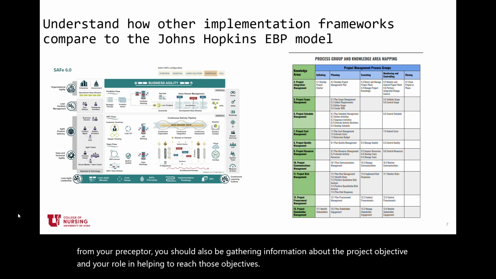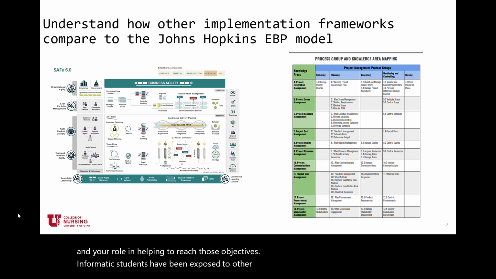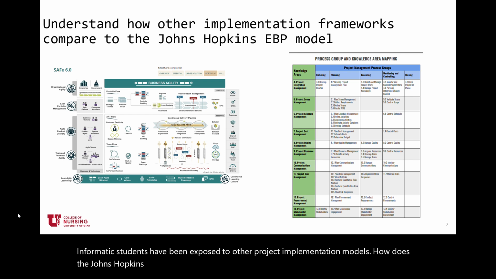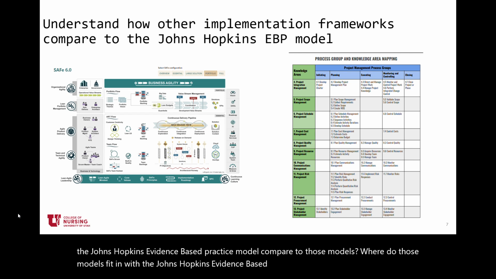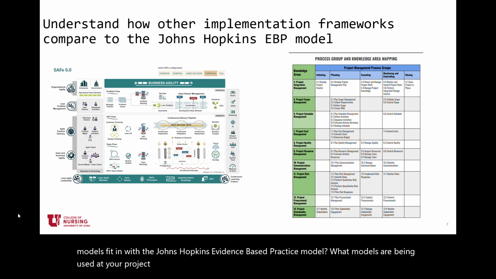Informatics students have been exposed to other project implementation models. How does the Johns Hopkins evidence-based practice model compare to those models? Where do those models fit in with the Johns Hopkins evidence-based practice model? What models are being used at your project site? These might be useful things to think about when understanding your project and writing your paper.